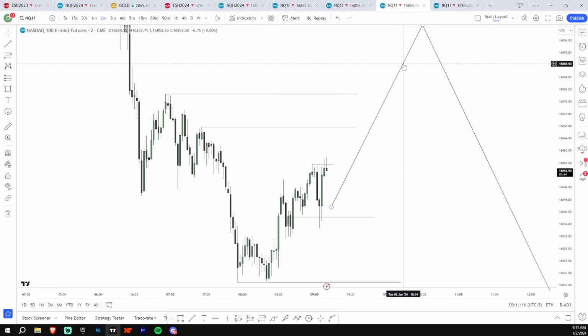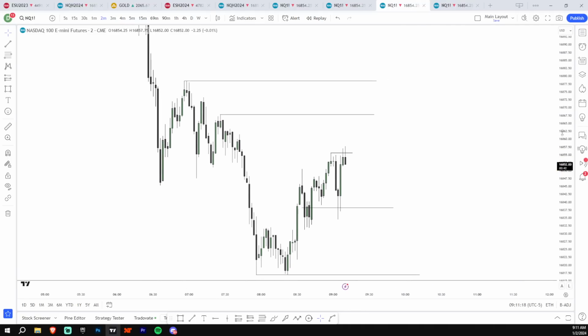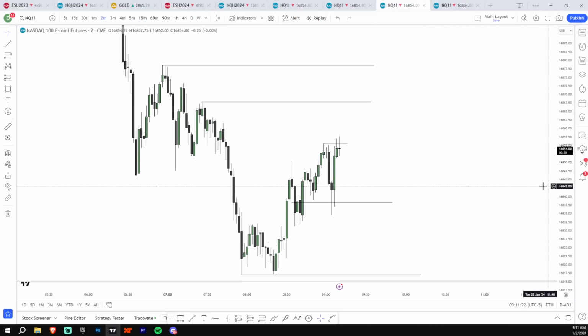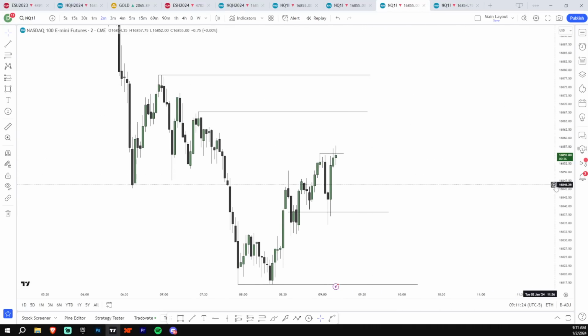I'm gonna delete this prediction just because I don't want people playing it just because of a prediction. Remember, I'll predict stuff, but I don't play it unless I see it set up.